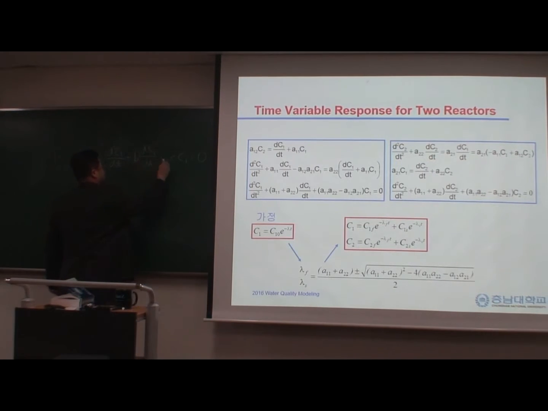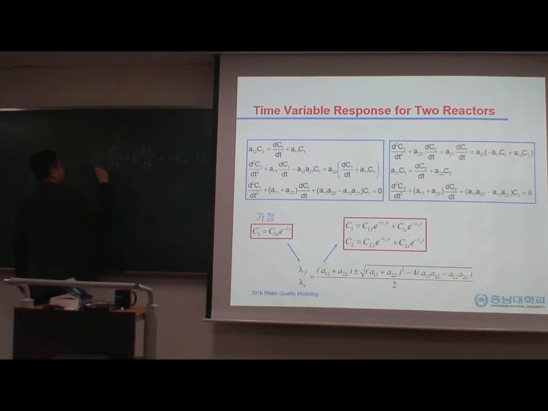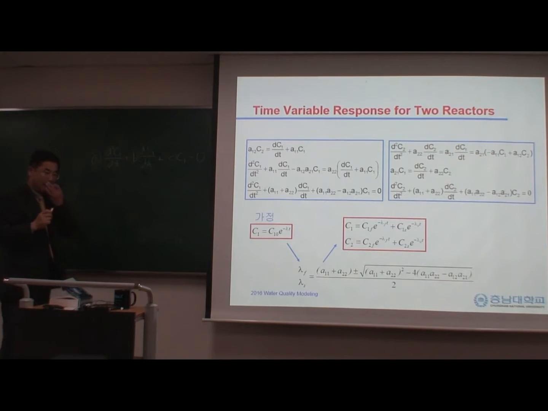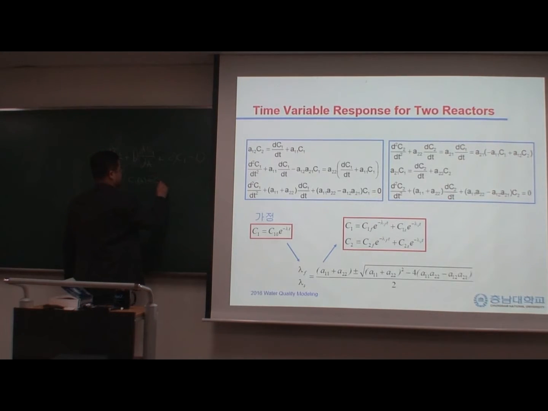And in here, my A and B and C are constant, okay? And let's assume my C1(t) equals C10 e to the power of lambda t.